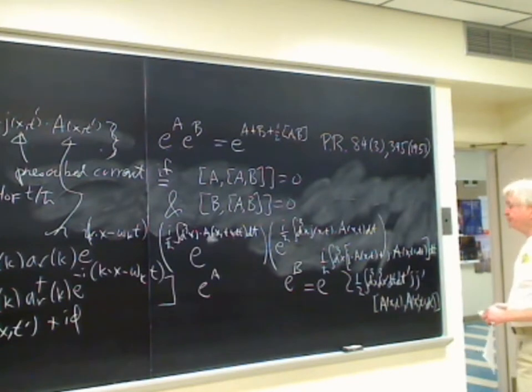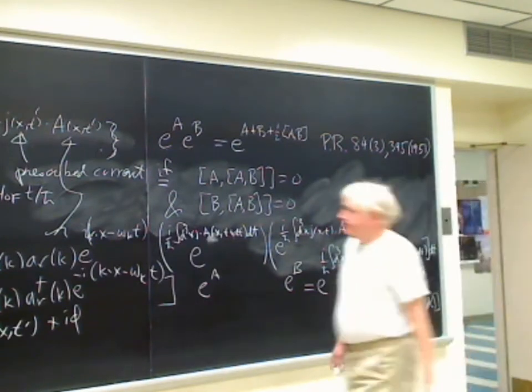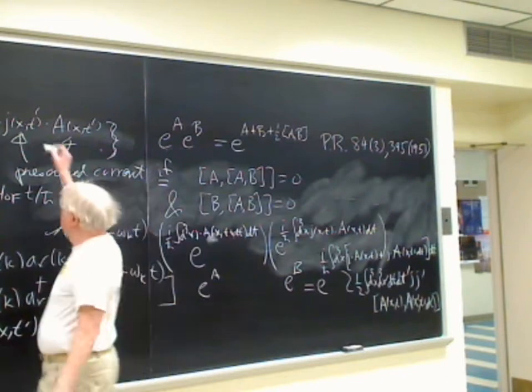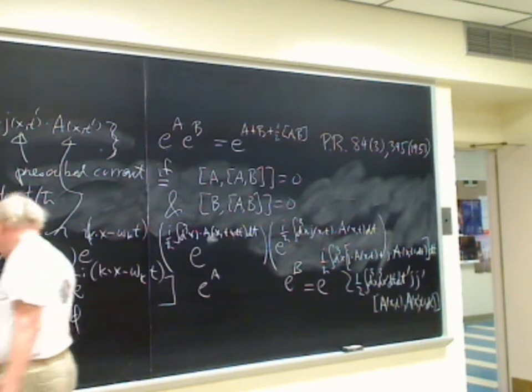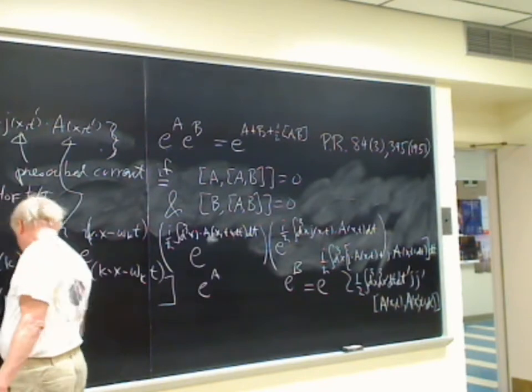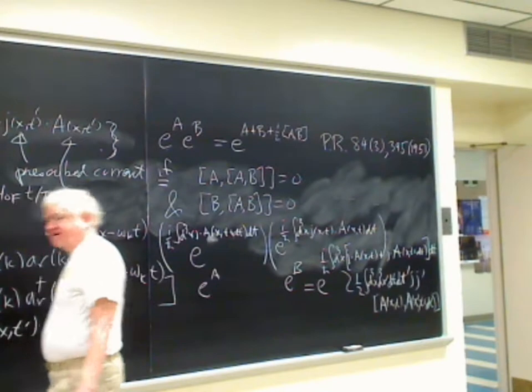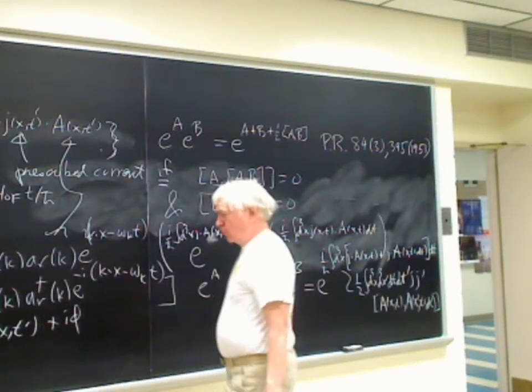So, in other words, the S operator for prescribed current is the integral of J dot A plus a phase. And the phase is not physically important.